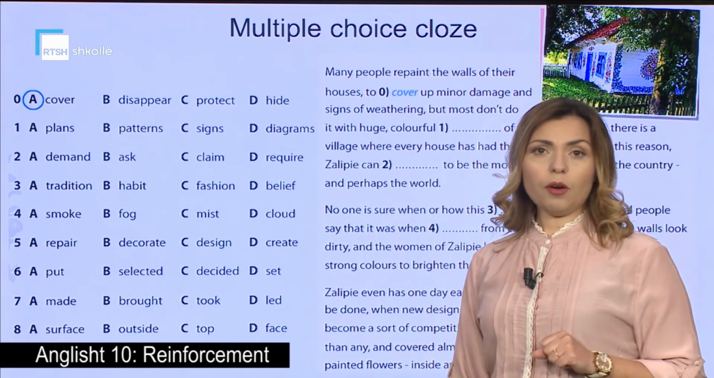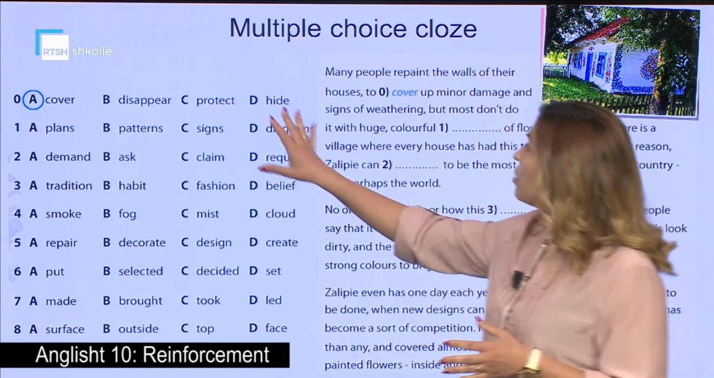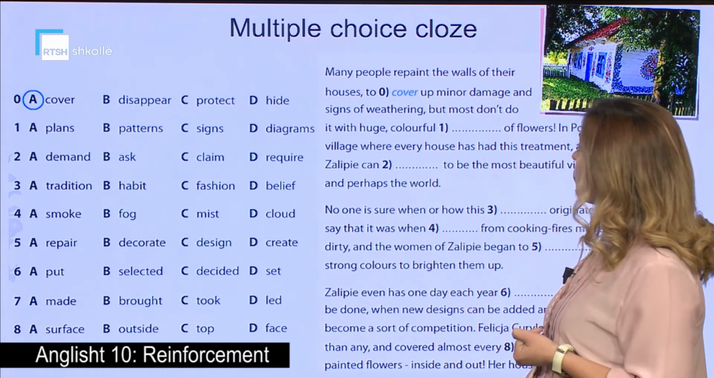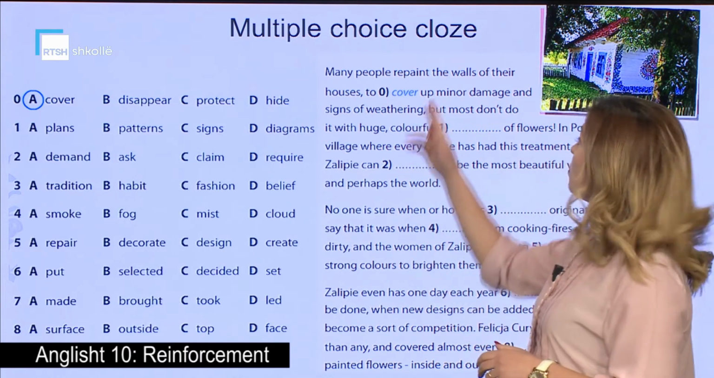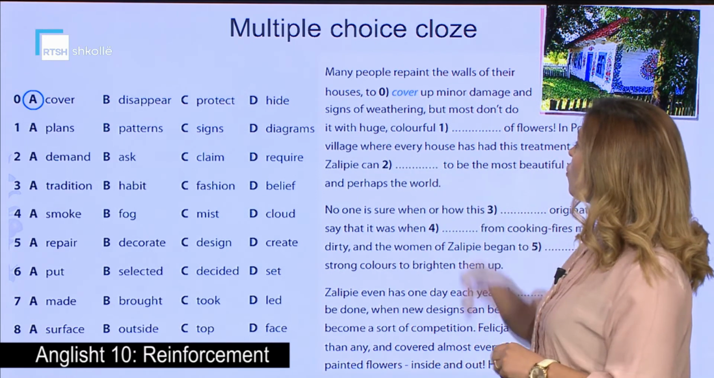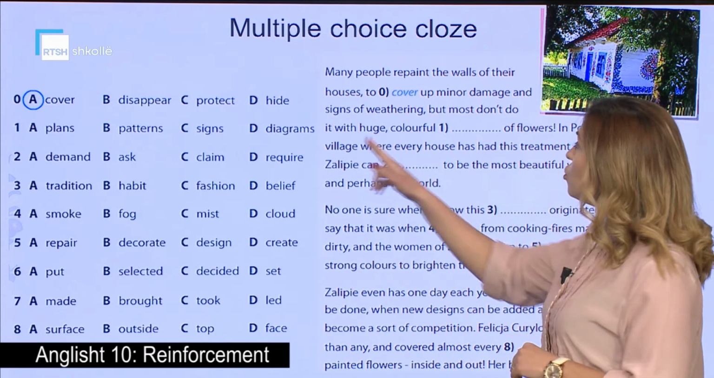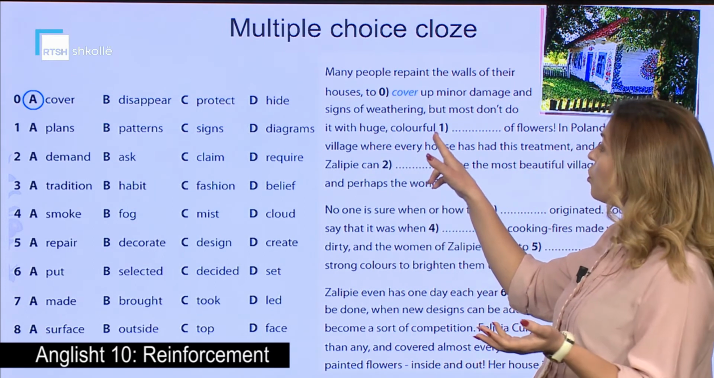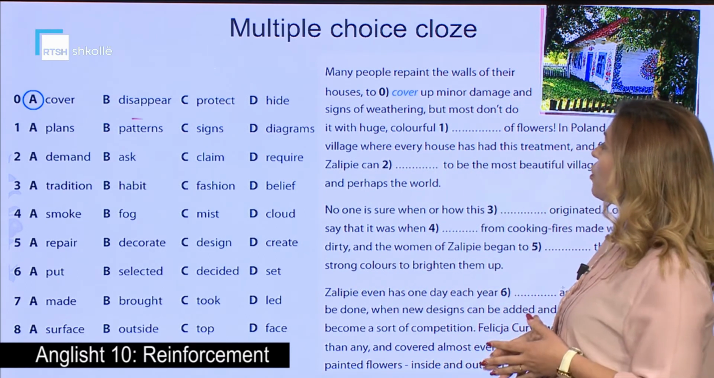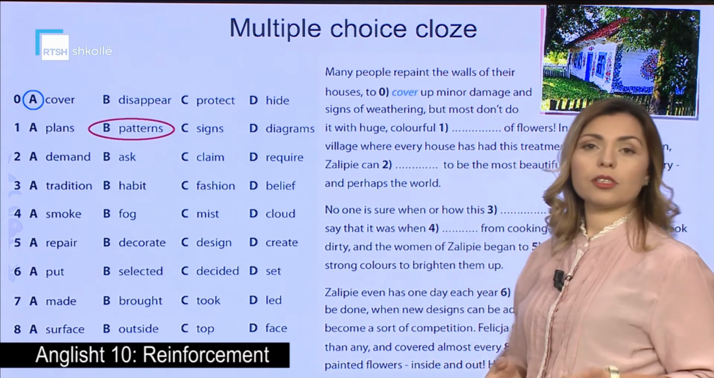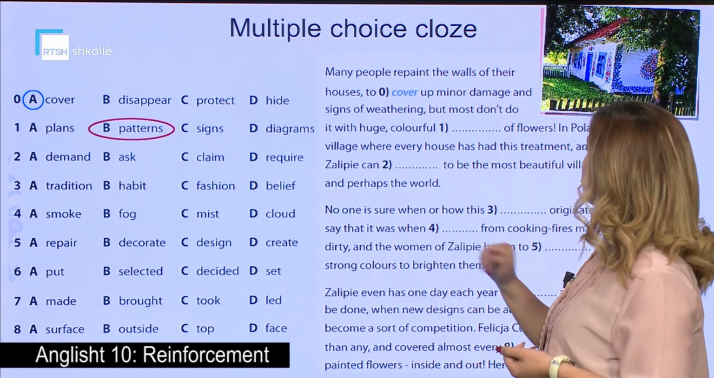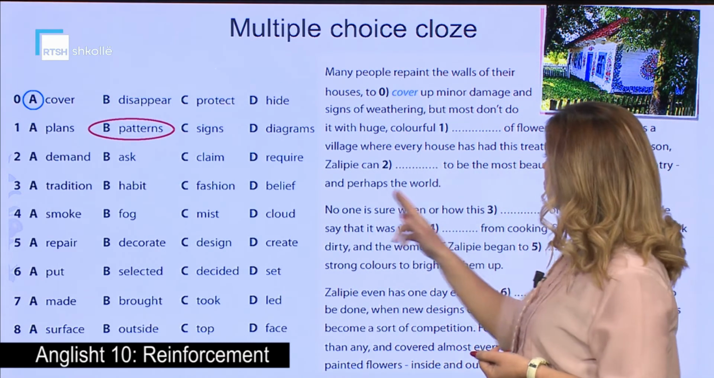We're going to read the text now, and I would like you to choose the appropriate words. So we have multiple choice cloze. Many people repaint the walls of their houses to cover up minor damage and signs of weathering, but most don't do it with huge, colorful patterns of flowers. In Poland, there is a village where every house has had this treatment for this reason.